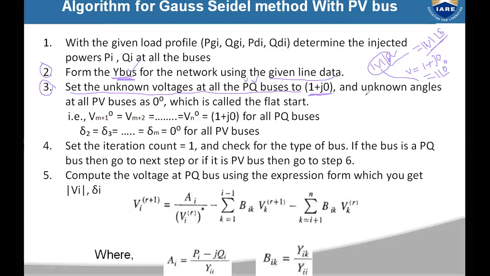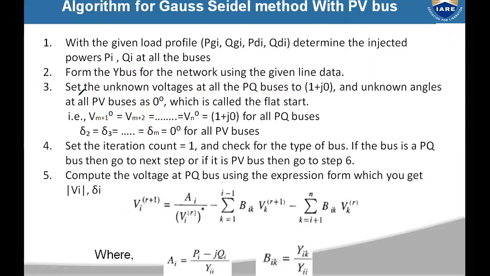In a similar way, unknown angles at all the PV buses are assumed to be 0 degrees. Now if you consider the PV buses, at a PV bus, the P value will be specified and the magnitude of V is also specified, and unknown variables are Q and delta. So now you have to set these unknown angles to 0 degrees for all PV buses.